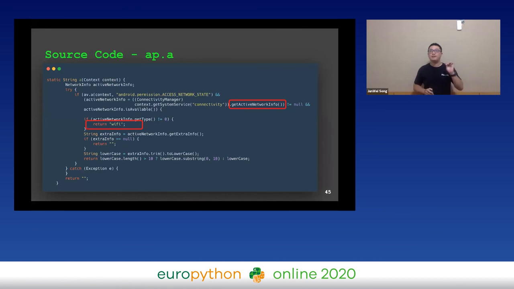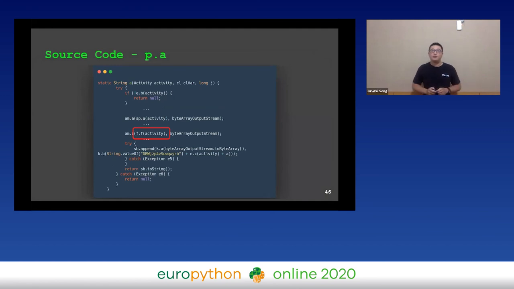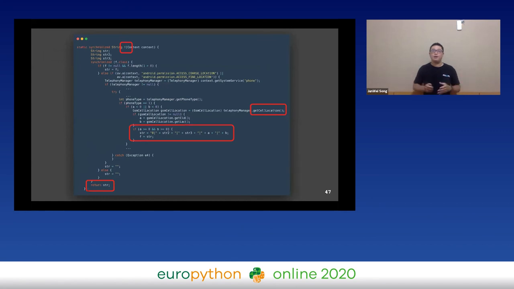So now let's dive into the source code of function ap.a. As you can see in the source code, it tries to call the native API get active network info, and return the related information at some point. Now let's dive into the source code of f.f. Native API get cell location is used to get the cell phone location data. And this information is processed with some other strings. And at the end of this function, it returns the string with the information.